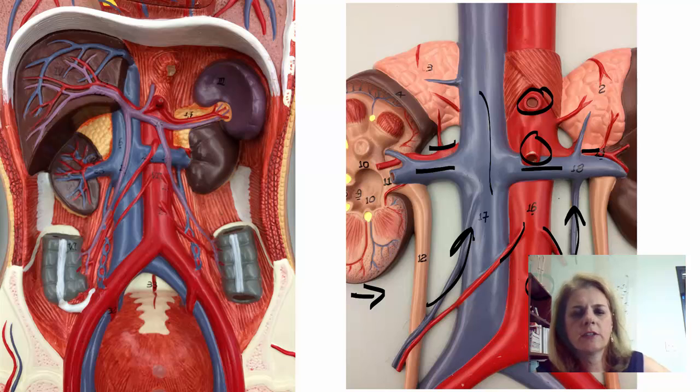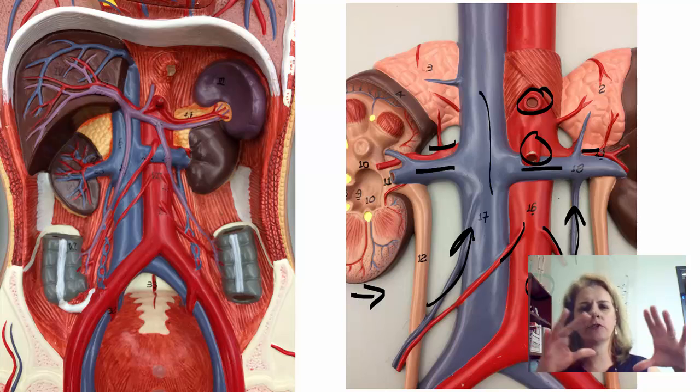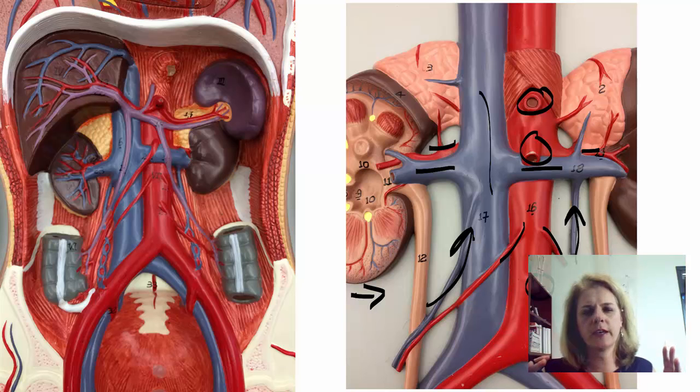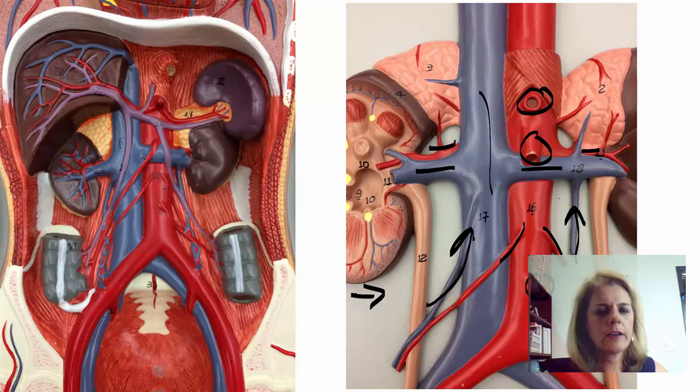So make sure you're paying attention as you're learning these, because I'm going to have to take some of these pictures and kind of blow them up big so you can see them on your exam. So make sure you're looking for structures like kidneys and adrenal glands and stomachs and spleens to help you know where you are.